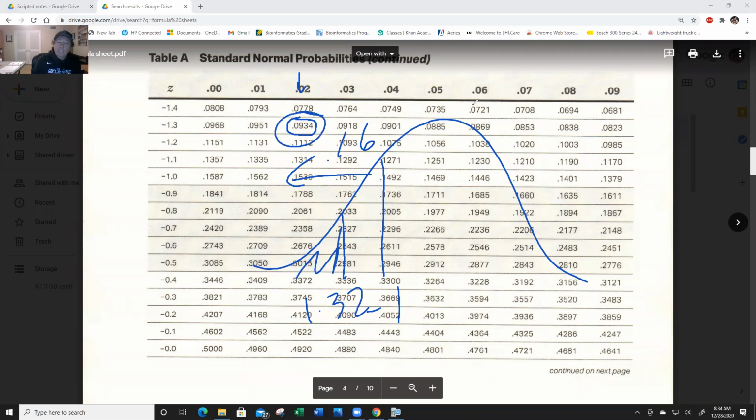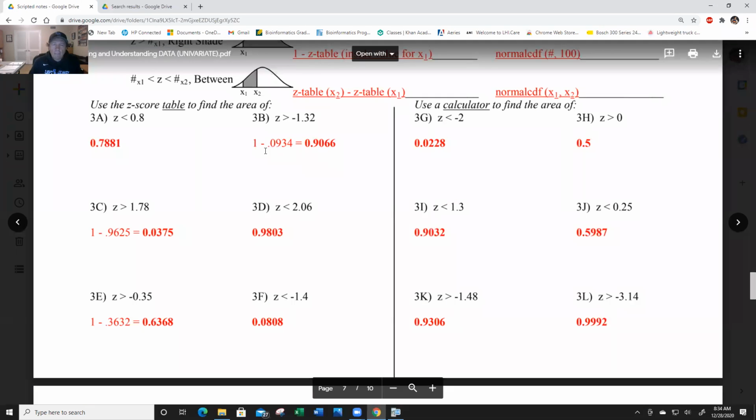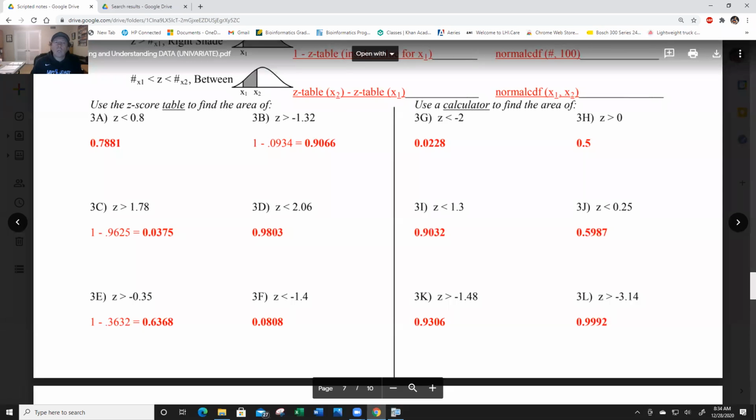But the problem says I want the area above that, not below that. So I'm just going to go 1 minus 0.0934. No problem. So let's check and see how that looks. Yep, 1 minus 0.0934. It's about 90% of the data within there, 0.9066. Okay. All right.